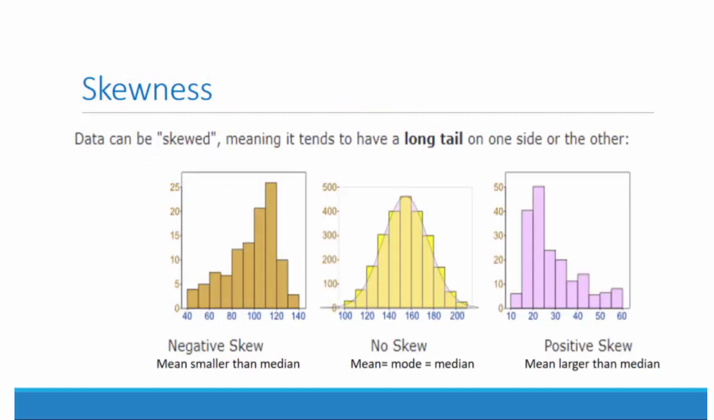Regarding skewness, when we say that the data can be skewed, it means it tends to have a long tail on one side or the other. For example, this tail here to the left is called negative skew, and this tail to the right here is called positive skew, and this bell-shaped approaching normal curve has no skew.